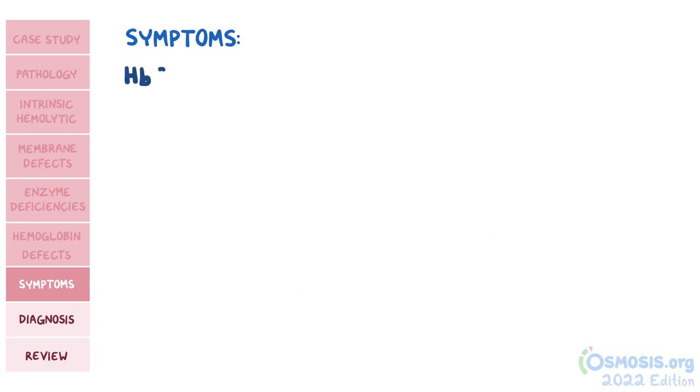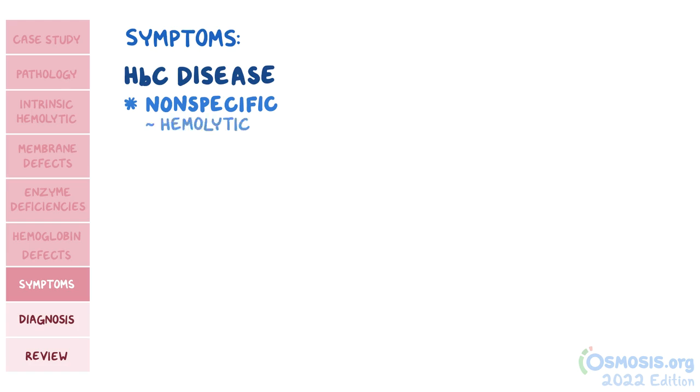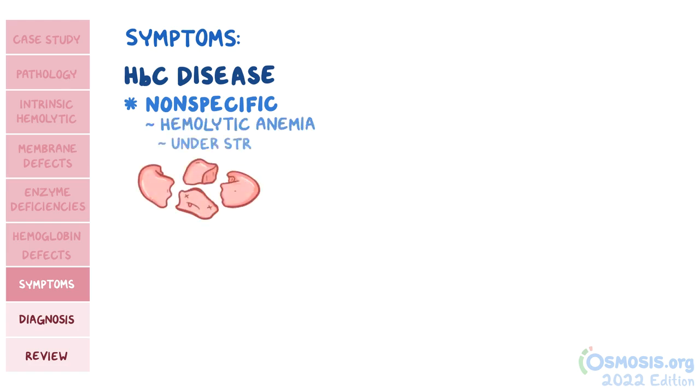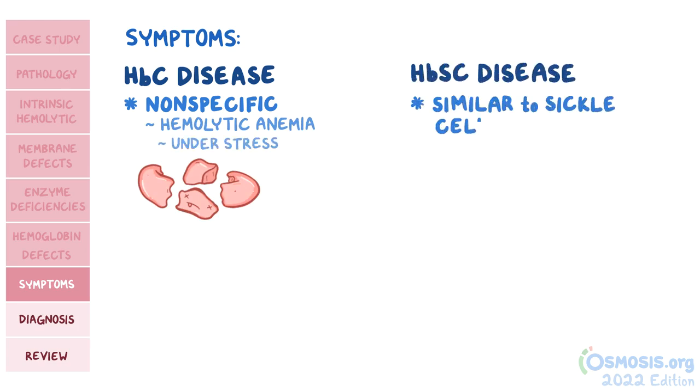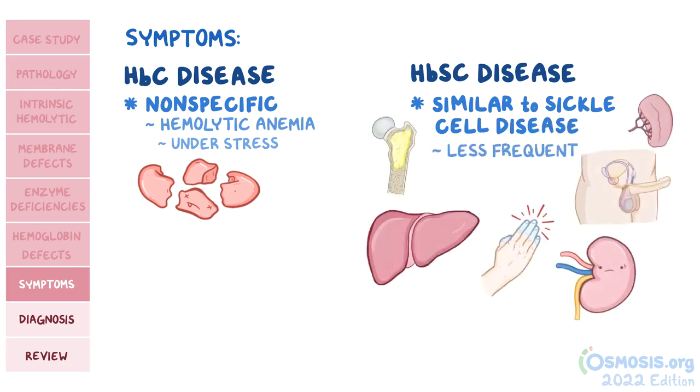Then, for HbC disease, symptoms are nonspecific and might even be absent, except for mild symptoms of hemolytic anemia, especially under stress. And with HbSC disease, symptoms are similar to sickle cell disease, but less frequent and less severe.